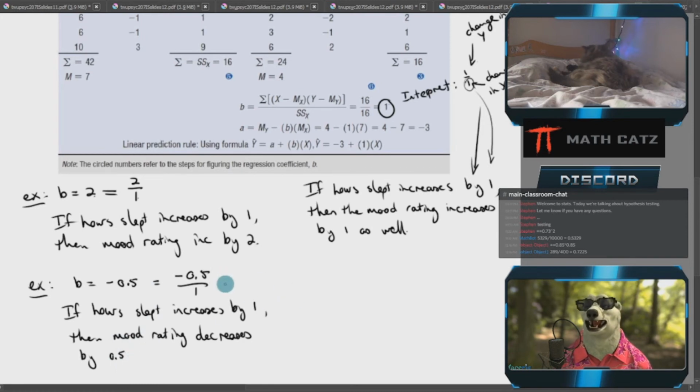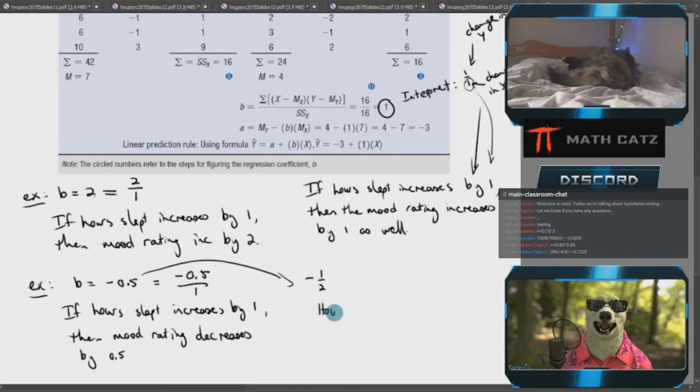I could also write this as negative 1 over 2 because it's a half. And then I could say, I'm just going to say it briefly here, hours slept increases by 2, I'm always going to put the negative with the top one to make the interpretation easy.